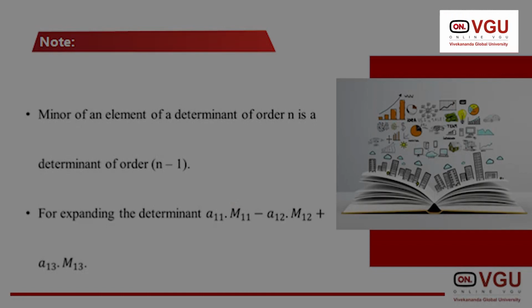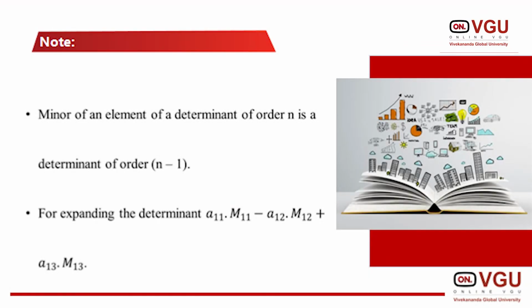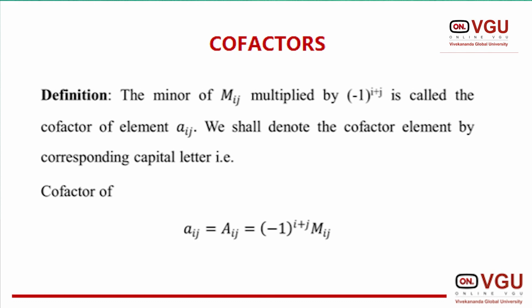So for expanding the determinant, we can write A11, the first element, times M11, the minor, minus A12 times M12, plus A13 times M13. Now we come to the cofactors, as the cofactors are associated with the determinant. Cofactor means we are calculating from the minor Mij. We can denote that Mij, and in some books it is written as Cij. No need to worry about that.